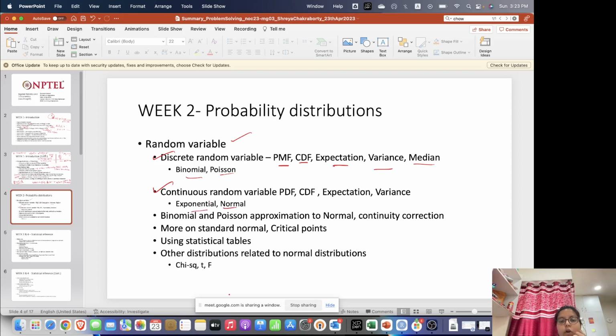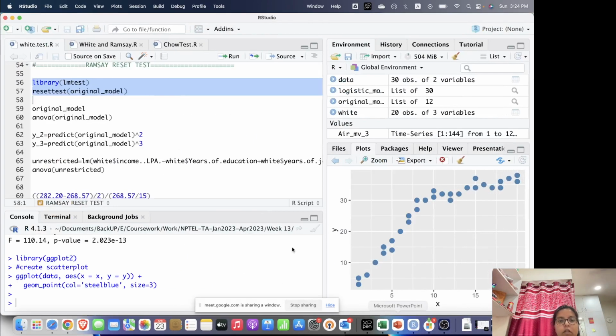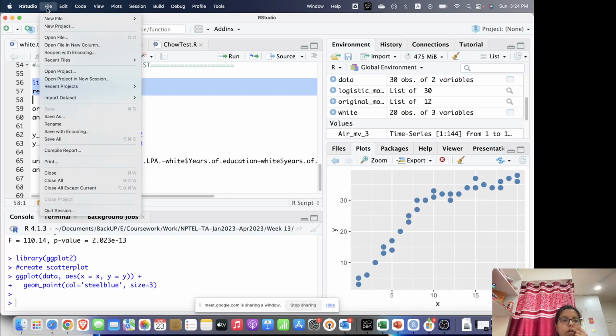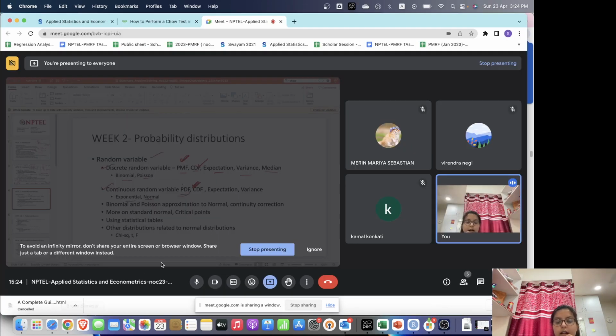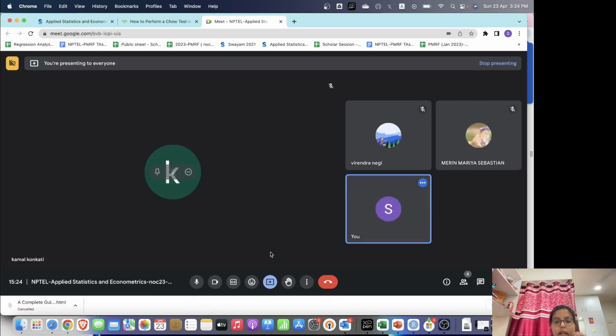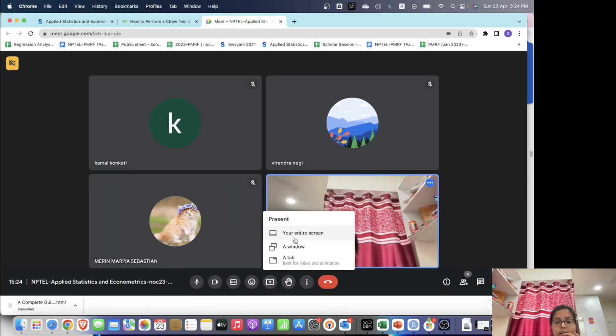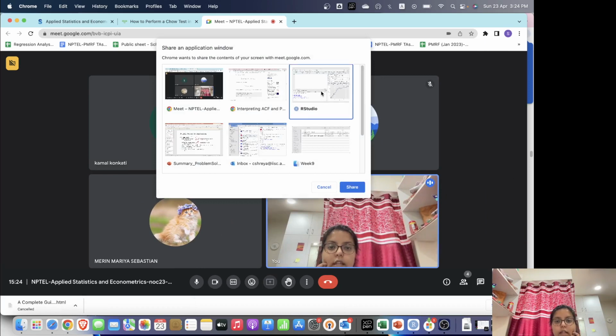So now I'm going to show you how you can get these PMFs and CDFs, because obtaining exact probability from a PDF is a little difficult, but I can show you how you can obtain the CDF and PMF for a binomial distribution or a Poisson distribution. So let's say you want to generate random numbers. I'll share my screen for a second, and please let me know if you can see the RStudio.